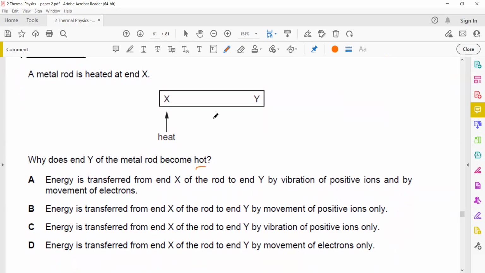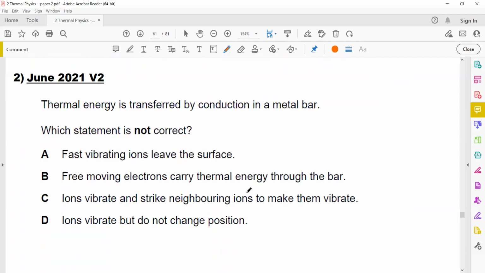Since this rod is metal, we have heat transfer by conduction, and this is due to the vibration of atoms or ions inside the rod, and also the transferring of electrons from one side to another. So we'll choose A. Energy is transferred from X to Y by vibration of positive ions and by movement of electrons, because we have both mechanisms, vibration and electron transfer.